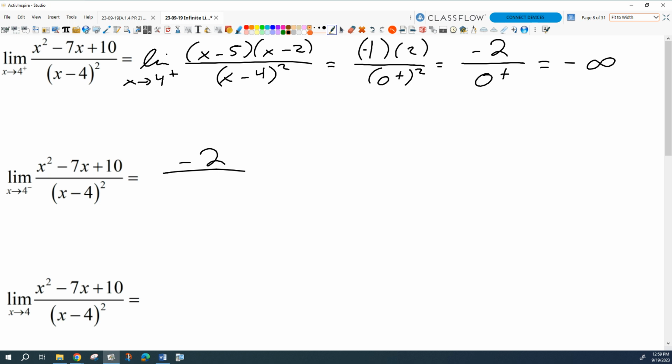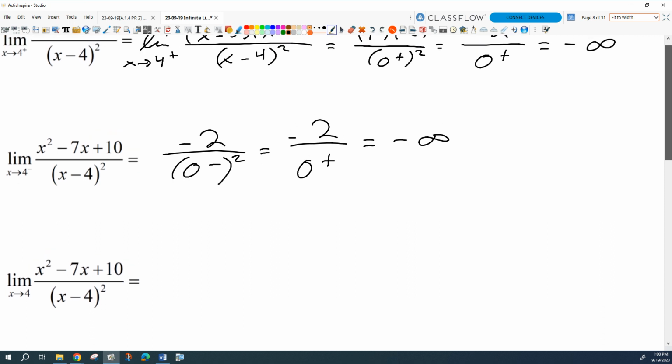What about the bottom? What is x minus 4 as x approaches 4 from the left? Small negative, right? So I'm getting a 0 minus, squared. What's 0 minus squared? 0 plus. Yeah, aha. So I get -2 over 0 plus. Well, that's negative infinity again.